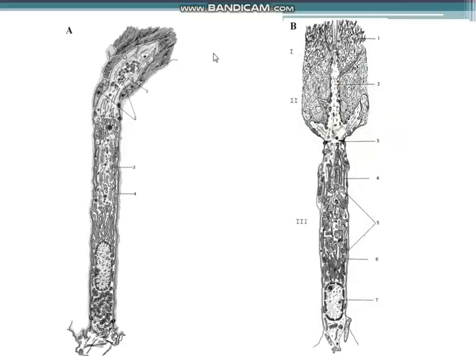Here we are looking at two cells: an ameloblast cell and an odontoblast cell. Ameloblast cells have Tomes' process, which is the result of elongation when the ameloblasts move away from the tooth surface. And the odontoblast cells, you know that they have processes, and they are located inside of dentinal tubules.